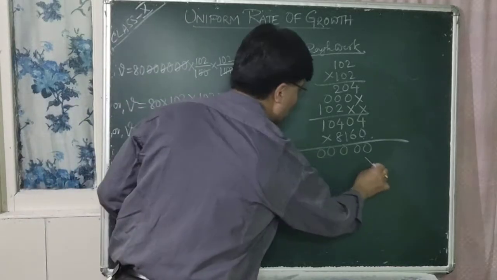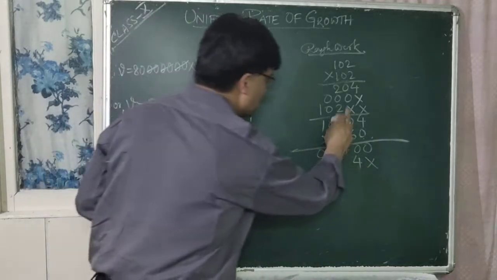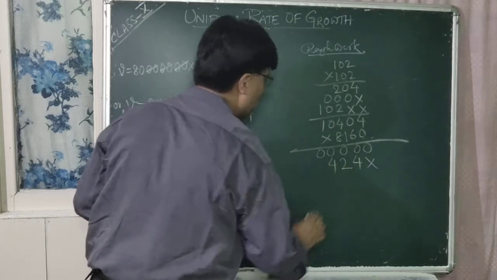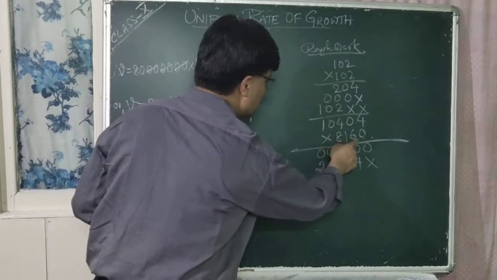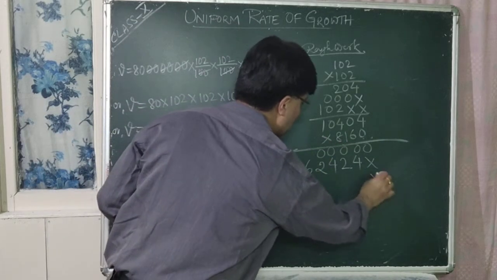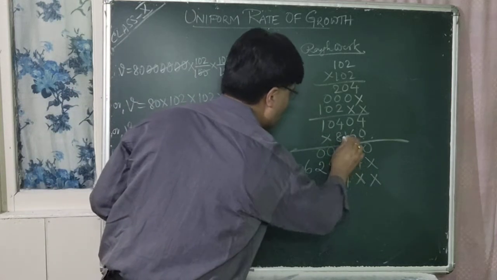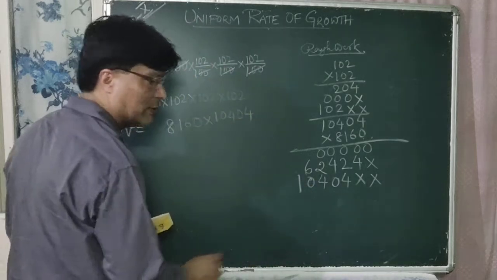Now multiply by 6. 6 4s are 24, 4, 2. 6 zeros are 0 plus 2 is 2. Then 6 1s are 6. Now double cross. Now multiply by 1. 1 4s are 4, 1 zeros are 0, 1 4s are 4, 1 zeros are 0, 1 1s are 1.